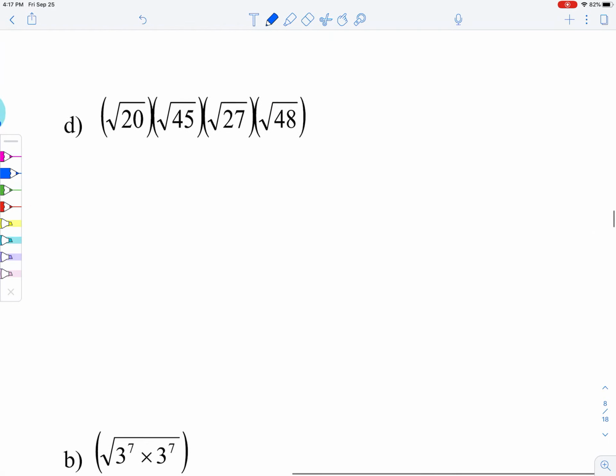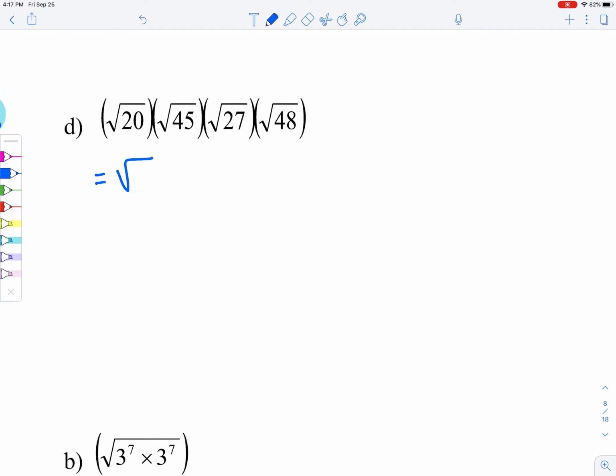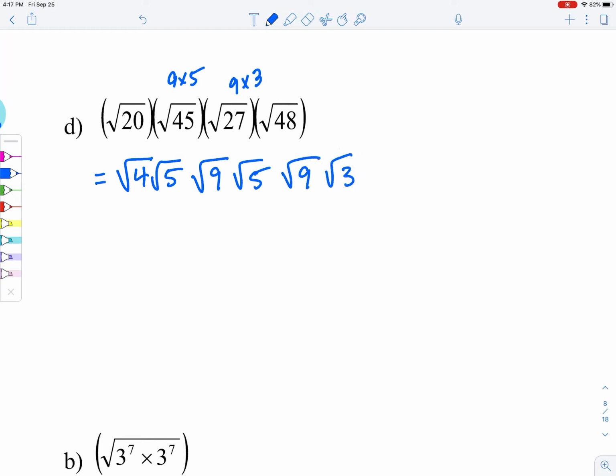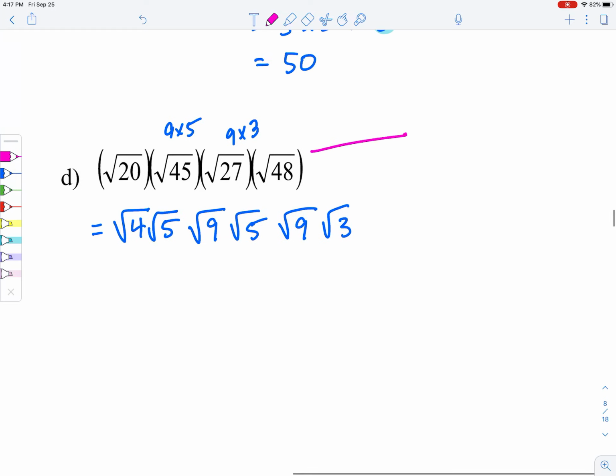Question D. So, root 20. I'm going to write that as root 4 times root 5. Next is root 45. I recognize that's going to have a 9 and a 5, so root 9 times root 5. Root 27 I can see is 9 times 3, so root 9, root 3. And 48. 48 is going to show up a couple of times. I think it already showed up.